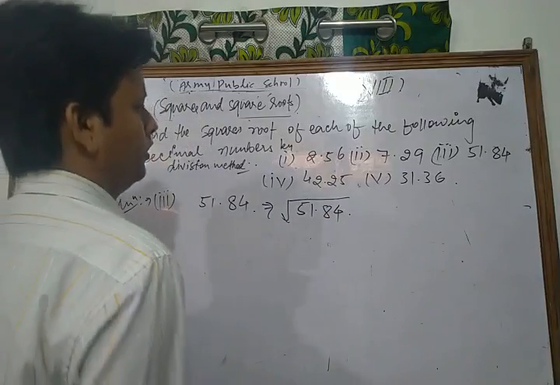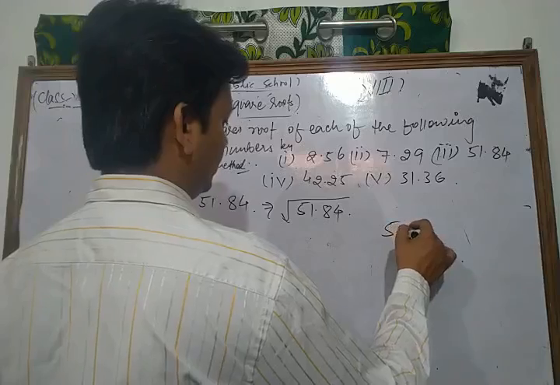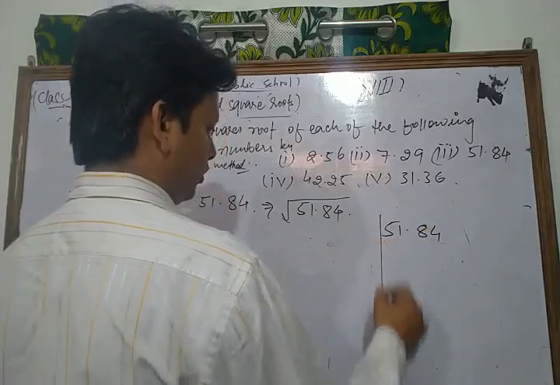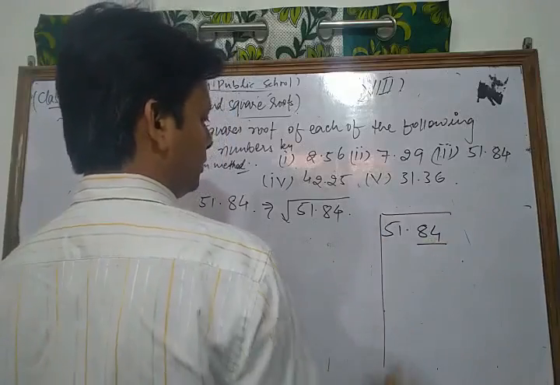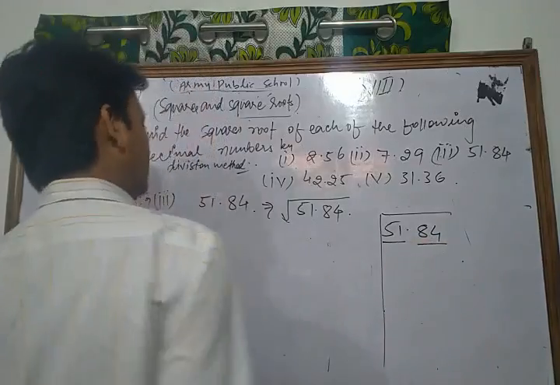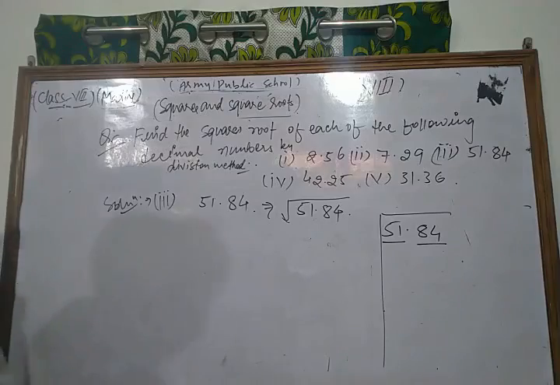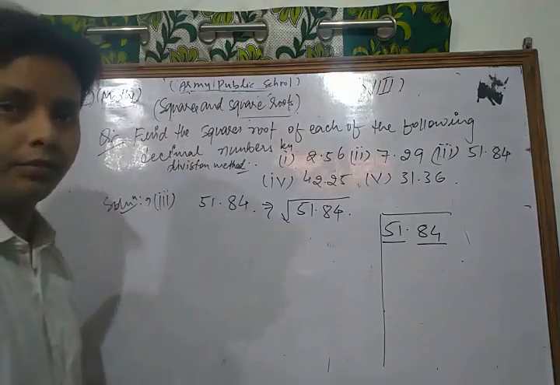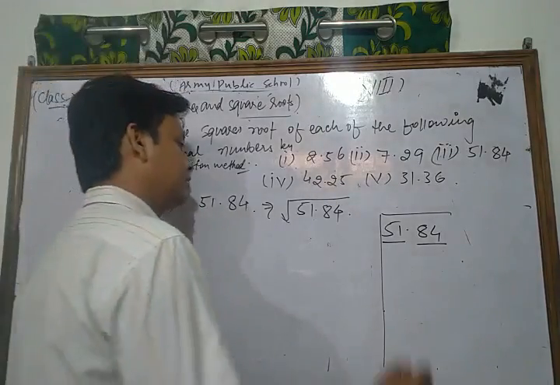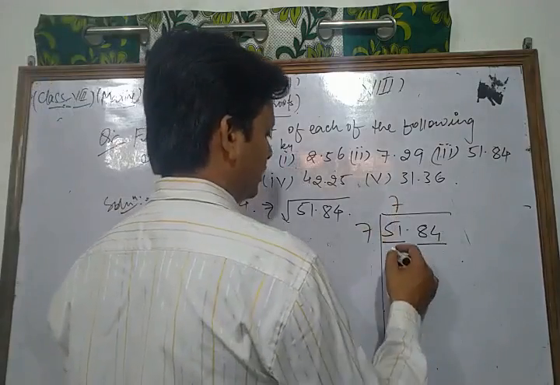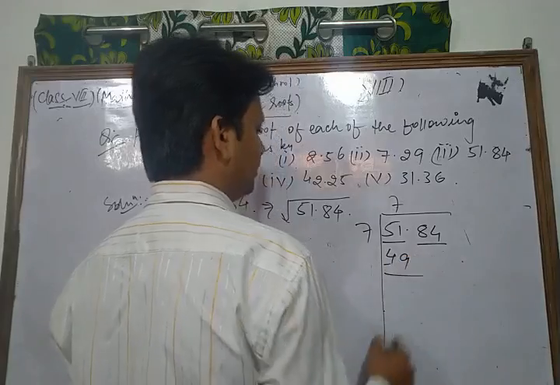Let's see. For that, first of all, we write 51.84 in this way. Now after that, we form pairs from the right side, and the decimal part is also forming pairs. Now how many times do we take? 7 7s are 49, 8 8s are 64. So 64 is greater, so we take 7 times. 7 7s are 49. Now we subtract them.